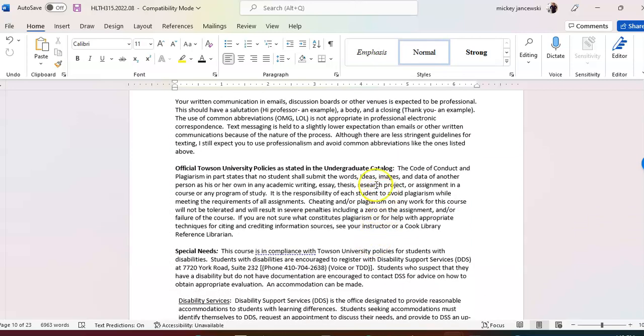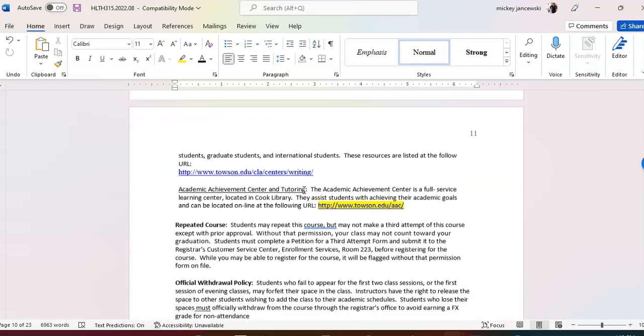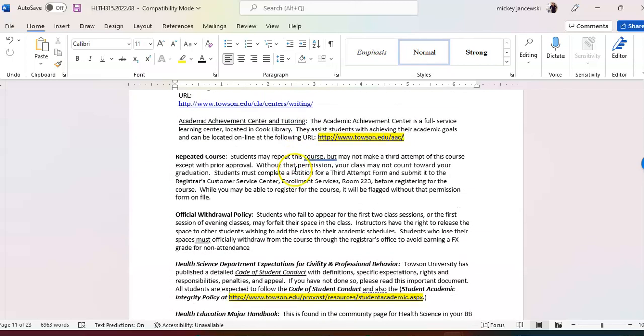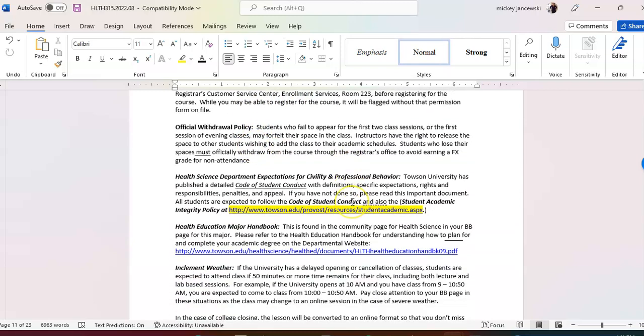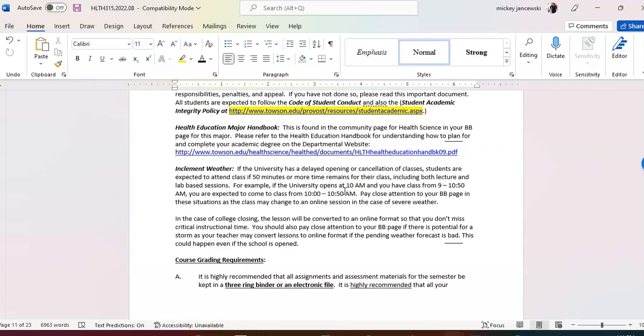Again, there is more information on policies, disability services, writing services, and tutoring services, and these are all related policies that you can review. I need to check this education. Our name has changed to public health, and I need to make sure I have a link to where this handbook is going to be posted. If I don't have it by the start of class, it will be posted in Blackboard.